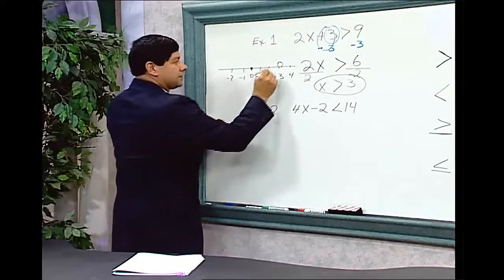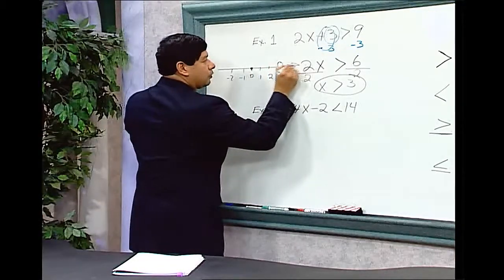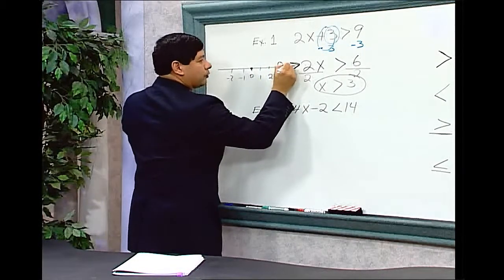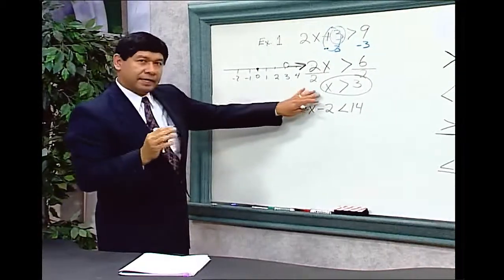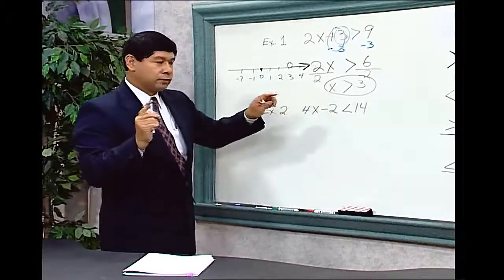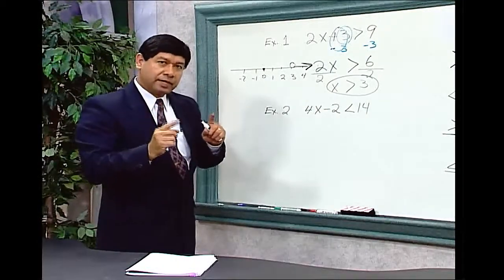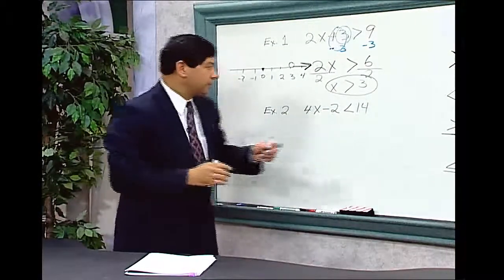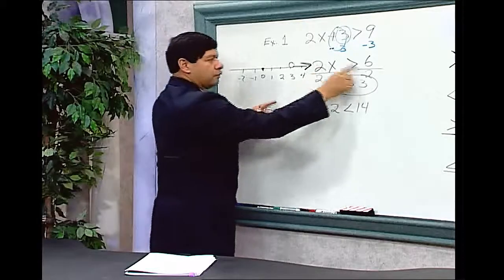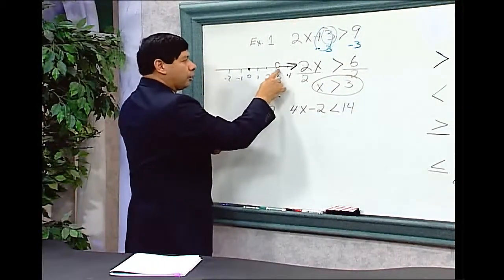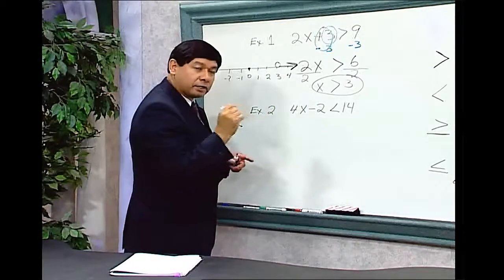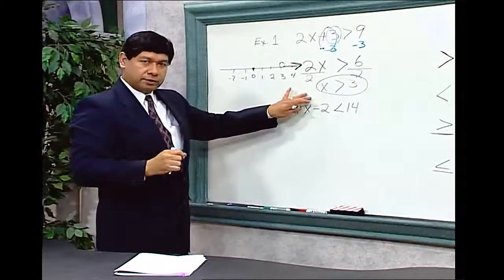Our solution to this is any number greater than 3 will fit. Now let's think about this. We're saying that any number greater than 3 will fit. So this problem does not have just one answer, but it has an infinite number of solutions. 10 will work, 14 will work, 1,000,000 will work. Any number greater than 3, but not including 3, will work for this inequality.